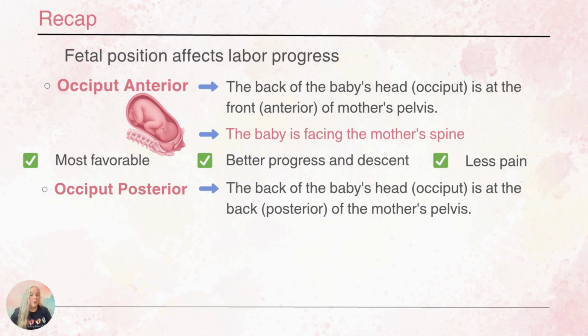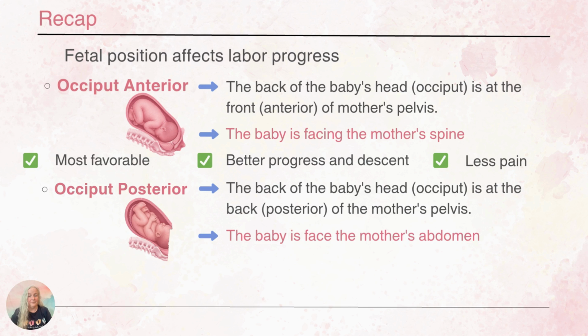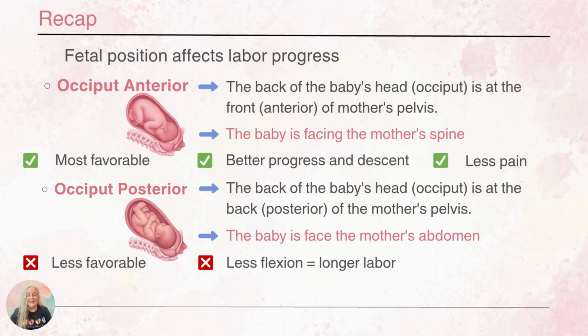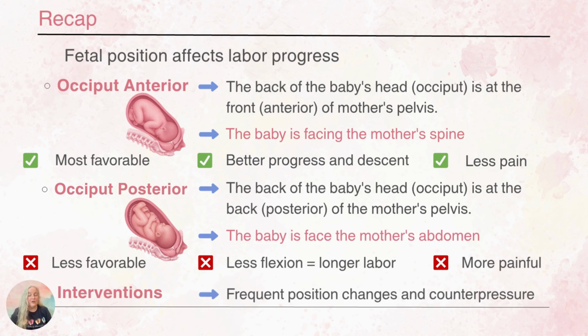The occiput posterior position is when the back of the baby's head, or the occiput, is at the back, or the posterior, of the mother's pelvis. So this means that the baby's face is facing towards the mother's abdomen. This is going to be a less favorable position. We're going to get less flexion, which can lead to a longer labor and be more painful. Interventions include frequent position changes and counterpressure.